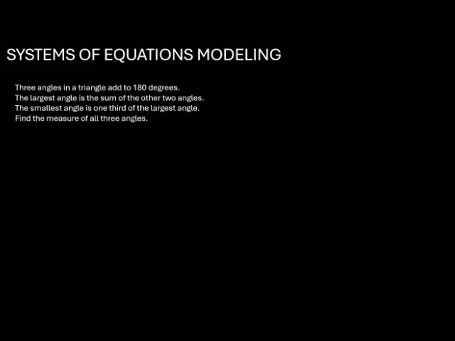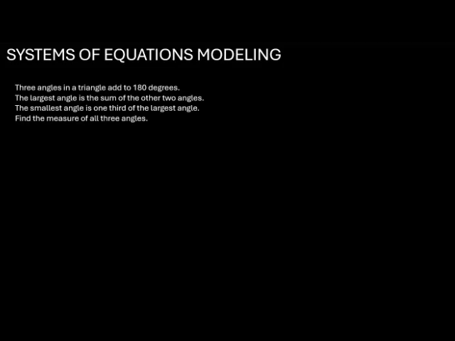Here we'll do more practice writing systems of equations. This question says, 3 angles in a triangle add up to 180 degrees. The largest angle is the sum of the 2 other angles, and the smallest angle is 1/3 of the largest angle. We're going to try to find the measure of all 3 angles.